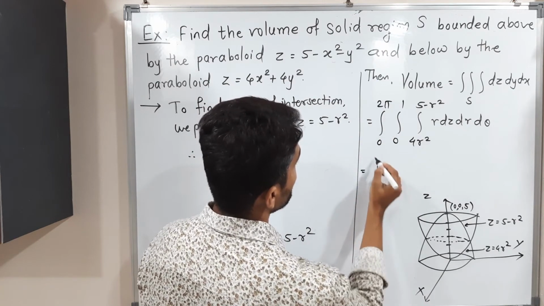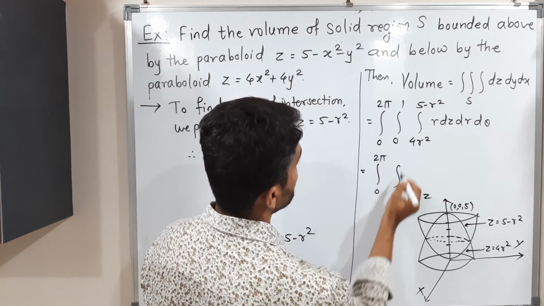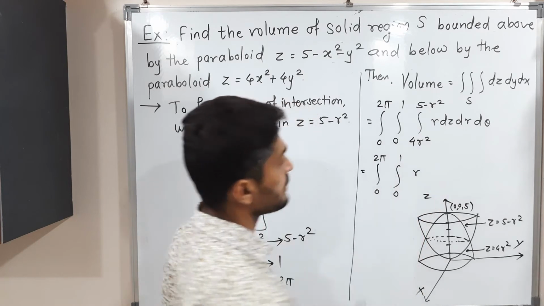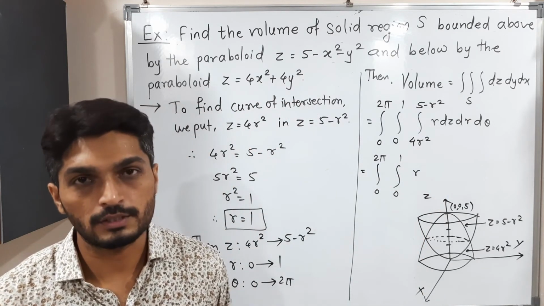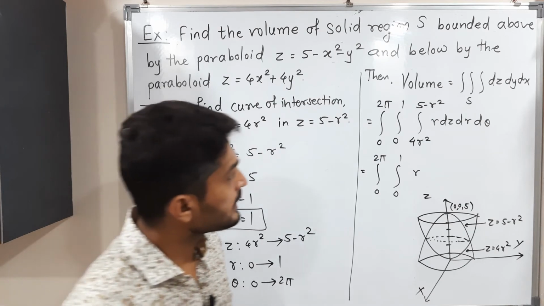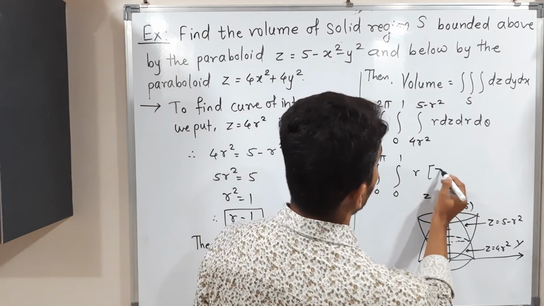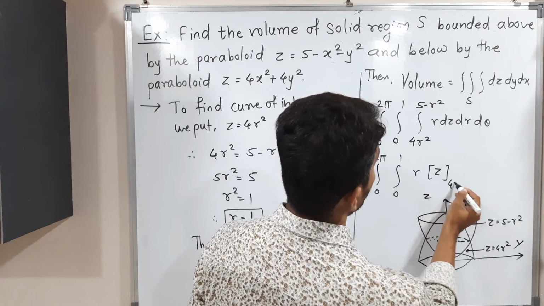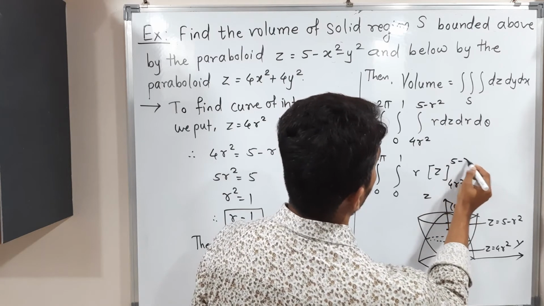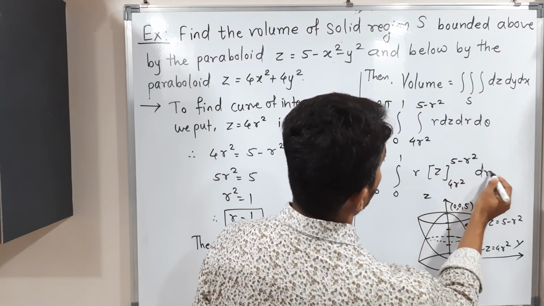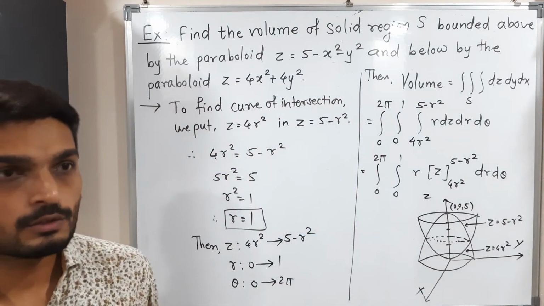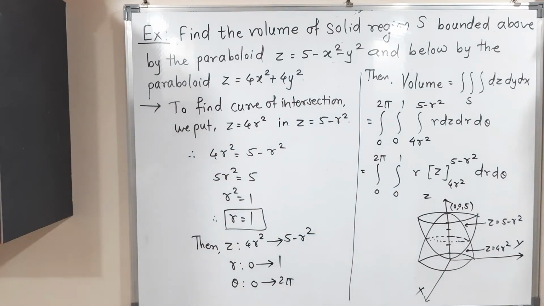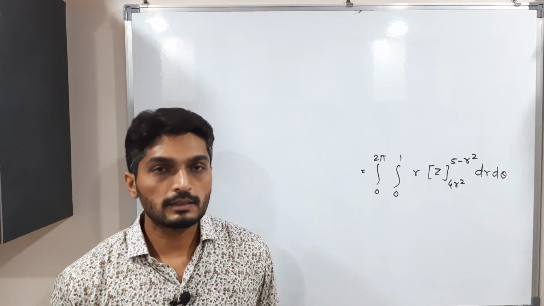So integration 0 to 2 pi, 0 to 1, r will come outside. Since we are integrating with respect to z, r is a constant. Integration of dz is z only with limits 4r square to 5 minus r square dr d theta. We don't have space, so make a screenshot of it and after that we will go further. Let us complete this problem.